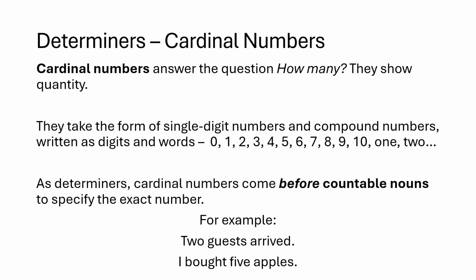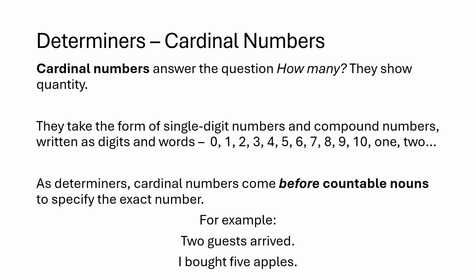Cardinal numbers answer the question, how many? They show quantity. They take the form of single-digit numbers and compound numbers, written as digits and words. 0, 1, 2, 3, 4, 5, 6, 7, 8, 9, 10. These are written as digits or numerals. One, two. These are numbers written as words.